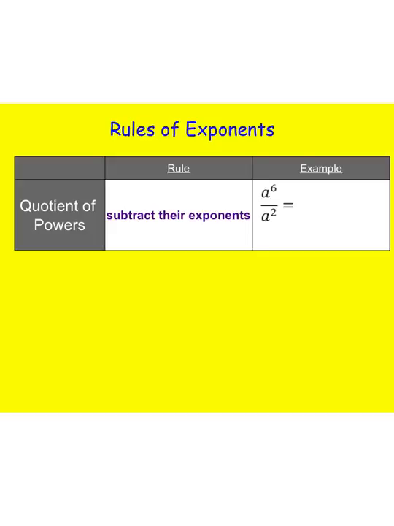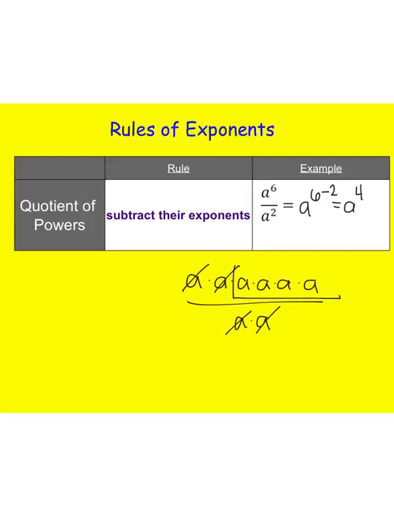So basically, I'm looking at this example here, a to the 6 divided by a squared. That's like saying a to the 6 minus 2, which is going to give me a to the 4th. Another way you can look at this is a to the 6 means that I have 6 a's on top. I have a times a times a times a times a times a, all divided by 2 on the bottom. We know that if you have something on top that's the same on the bottom, we can cancel them out. So I'd only be left with these, which a times a times a times a is a to the 4th.